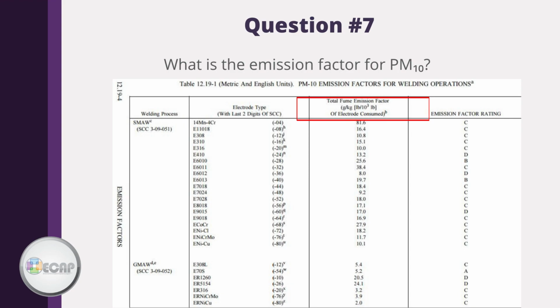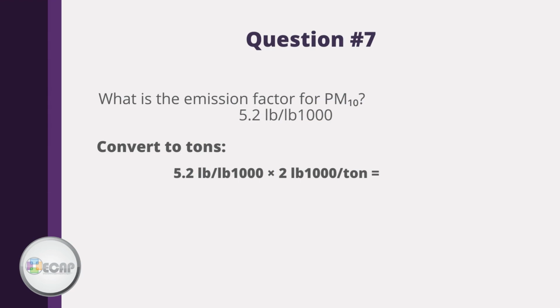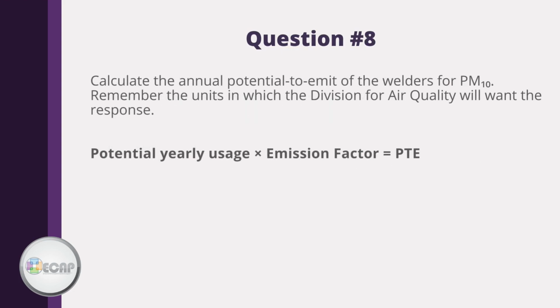Notice this emission factor is given in pounds per 1,000 pounds, and we need pounds per ton. So how do we make that conversion? Since there are 2 sets of 1,000 pounds in a ton, which is 2,000 pounds, we will just double 5.2, which gives us 10.4 pounds per ton. Now we can continue to calculate our PTE for PM10 associated with the welders.